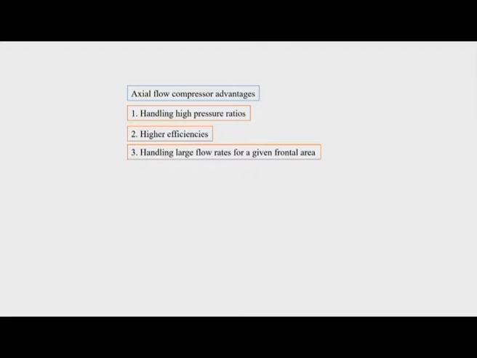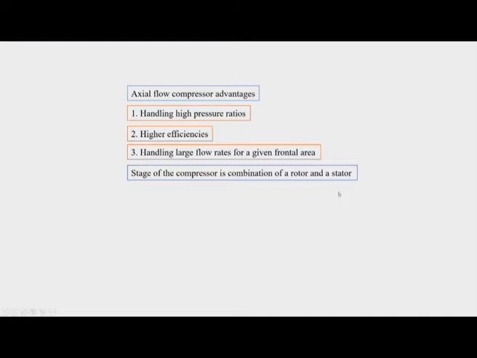So lesser drag is also an advantage for an axial flow compressor for a given frontal area. Okay. So then a stage, as we have seen, a compressor will be designed in multiple stages. In that case, a stage of a compressor comprises, as we have seen in the last slide, a rotor and then a stator. So the rotor and stator combination is called a stage of a compressor.